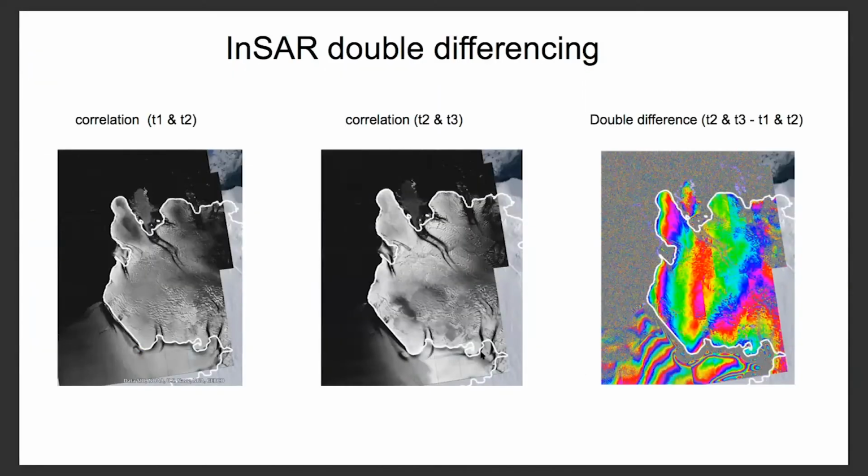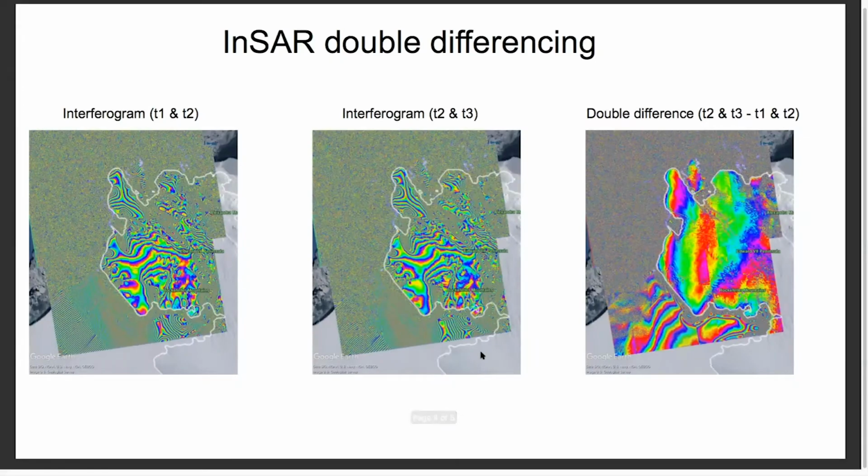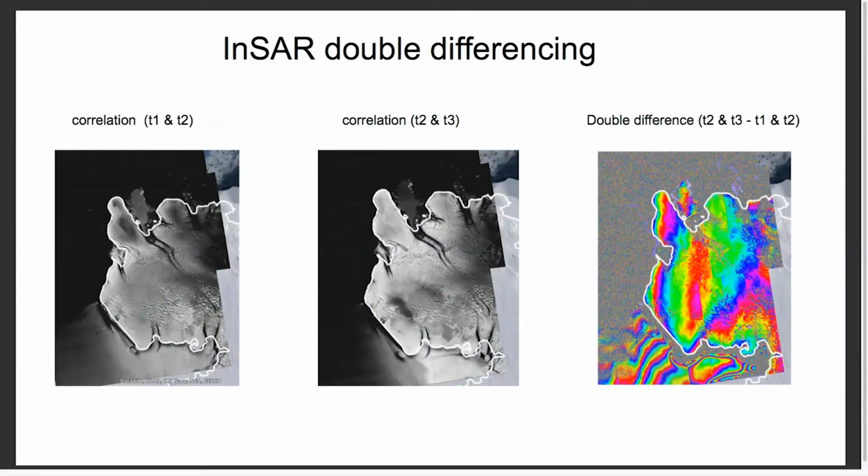What I found interesting is that even though we don't make the double difference, just looking at the correlation, it basically shows the grounding line pretty well. And we can even see the path of ice flow, because the flow motion is pretty strong and it will make the correlation pretty bad.